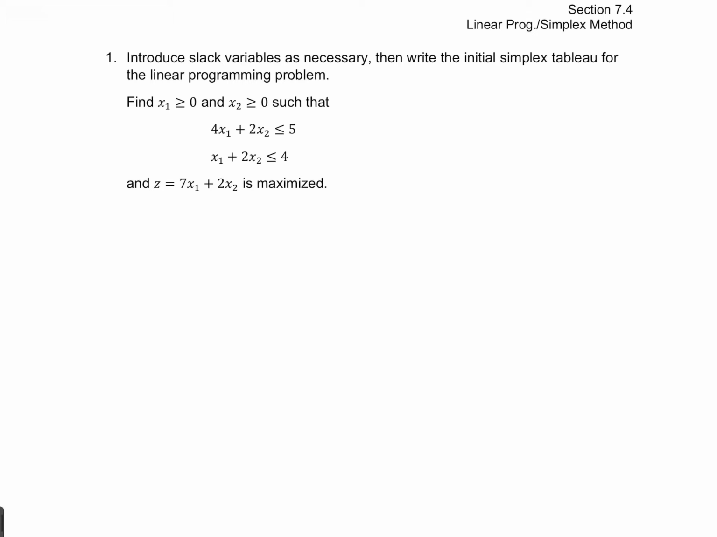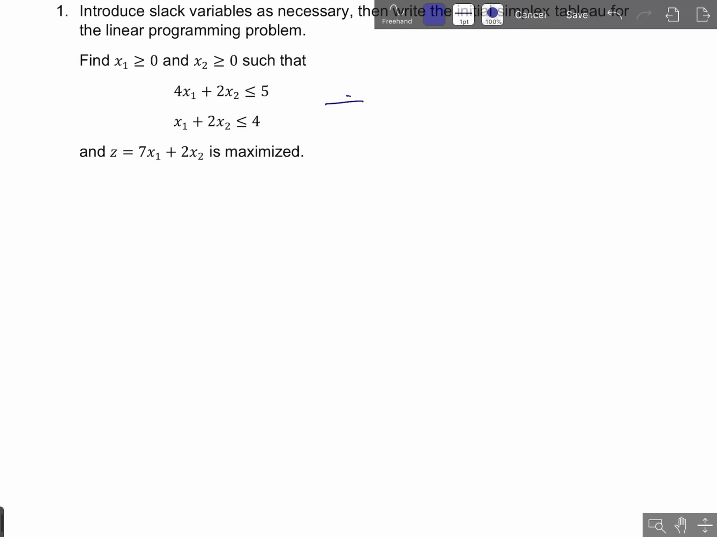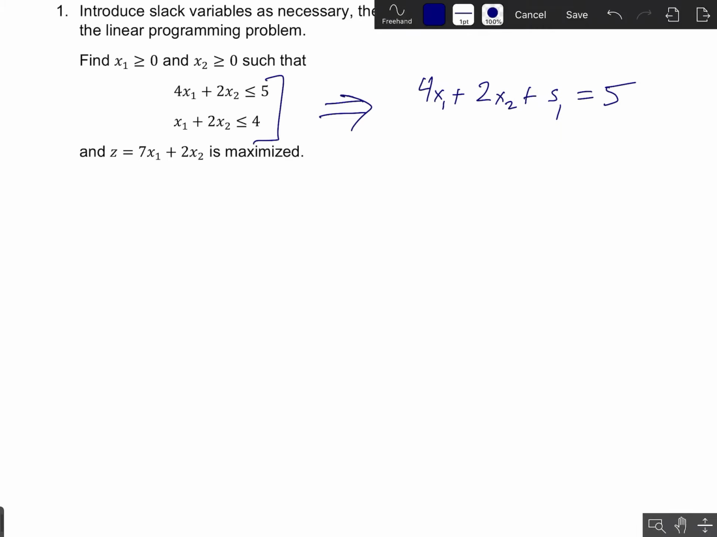So here it says introducing slack variables is necessary, write the initial simplex tableau. So our first step is just going to be to take this set of constraints and turn them into equations. And I do that by just adding a slack variable. So I'll add S1 as my slack variable for that top constraint, and I'll add S2 as my slack variable for that second constraint. And now I've converted our constraints into these equalities. And that's enough for us to start setting up the initial simplex tableau.